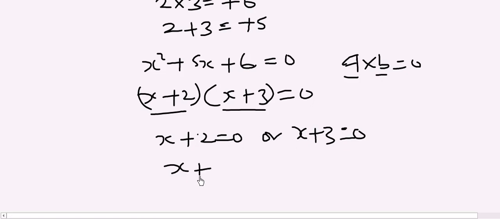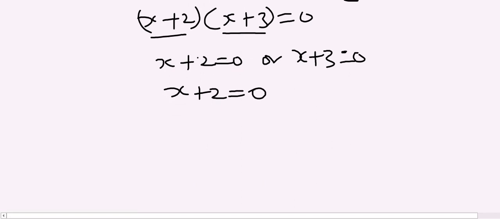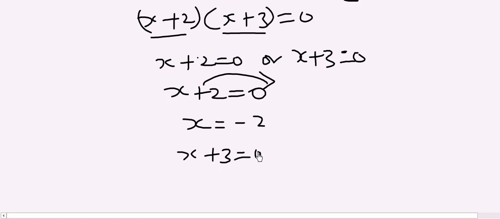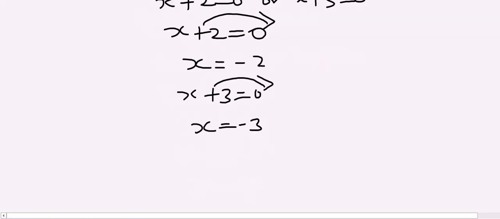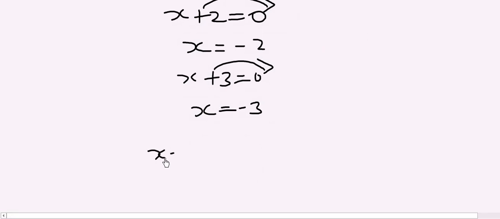So if x plus 2 is equal to 0, to get x, we allow plus 2 to cross the equality sign. x becomes equal to minus 2. And if x plus 3 is equal to 0, if plus 3 crosses the equality sign, it becomes negative, and that becomes x is equal to minus 3. So I simply have that the solution to this equation is either x is equal to -2 or -3. So this is the solution to my equation.